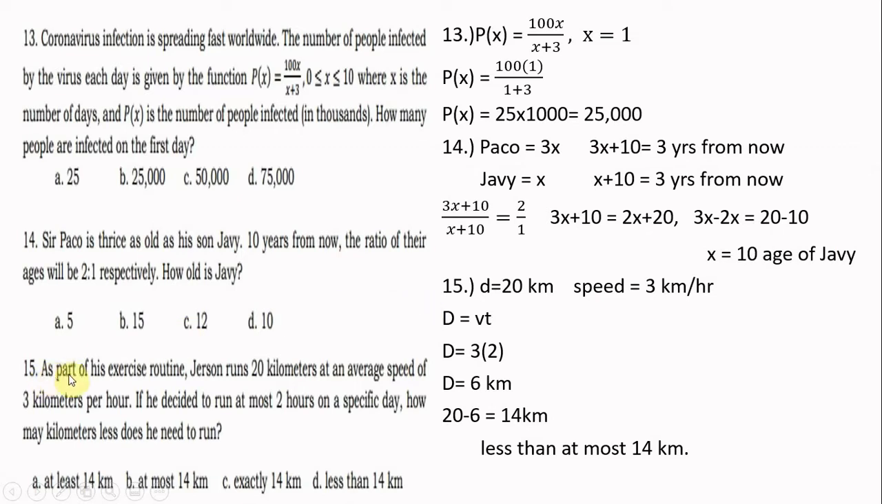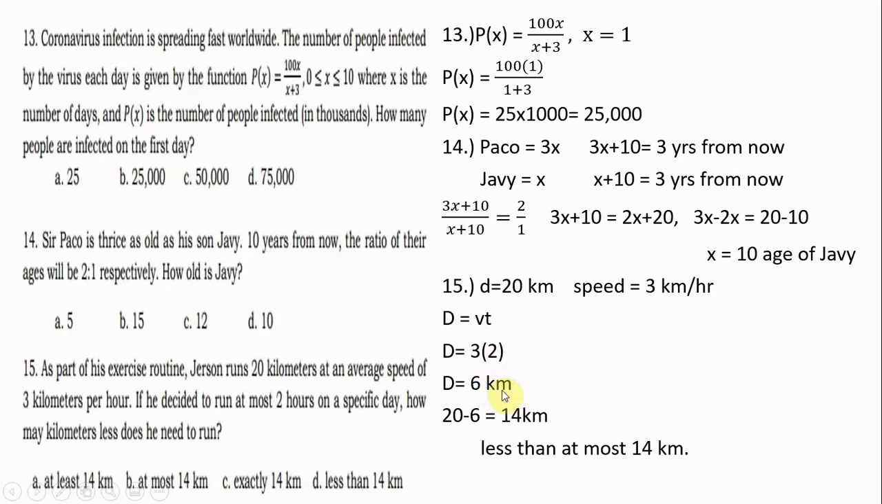Okay, number 15. As part of his exercise routine, Gerson runs 20 kilometers at an average speed of 3 kilometers per hour. If he decided to run at most 2 hours on a specific day, how many kilometers less does he need to run? Okay, 15. So the distance is equal to 20 kilometers, and the speed of Gerson is 3 kilometers per hour. So therefore, the formula of distance is equal to speed times time. So therefore, distance is equal to 3 times 2, that's 6. The speed is 3. The time is 2 hours, that's 6 kilometers only.